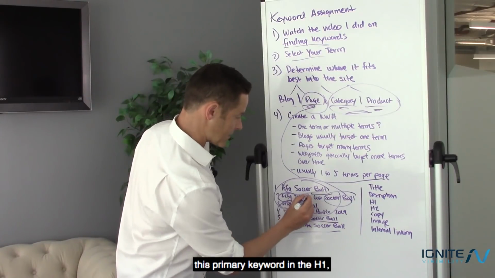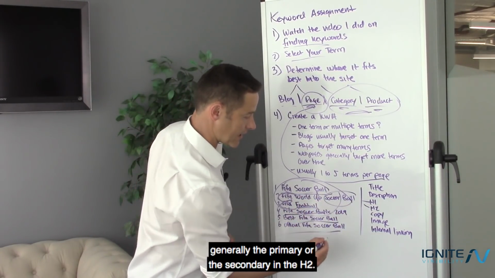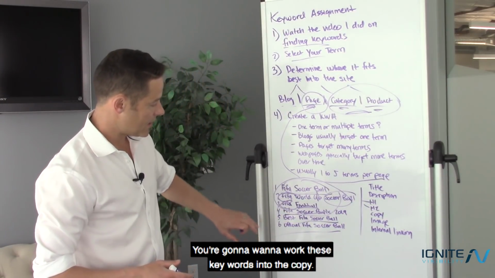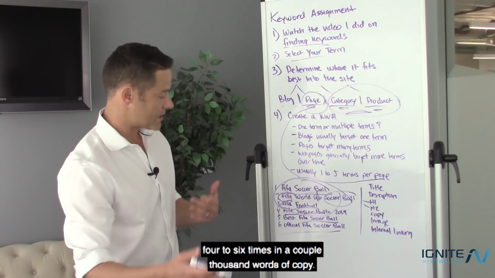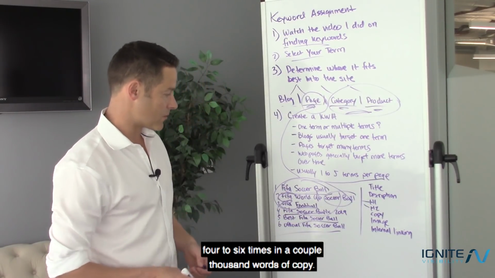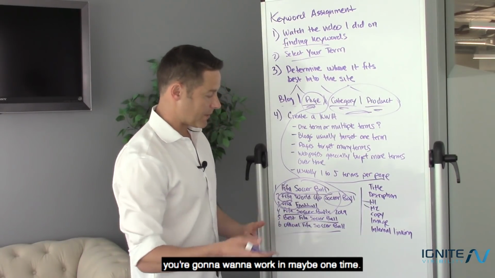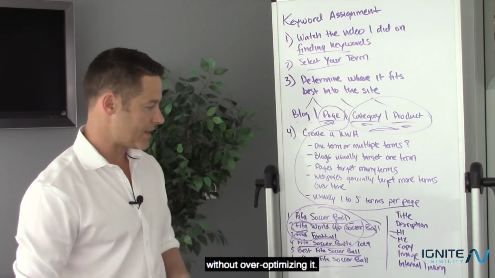Then you're going to want to put this primary keyword in the H1, generally the primary or the secondary in the H2. You're going to want to work these keywords into the copy. So these first few, you're going to want to work in 4 to 6 times in a couple thousand words of copy. These last couple ones, you're going to want to work in maybe one time. You just want to get the keywords on the page without over-optimizing it, right?